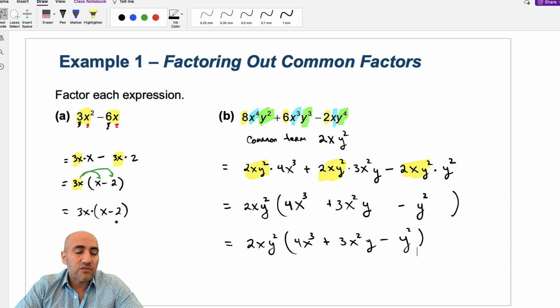Here, x minus 2, clearly there's nothing else we can break that down into. But here, maybe there's a way to break that down a little bit further. So then continue on your list of things to do. Good? Okay, so now the second thing you want to do is factor by grouping.